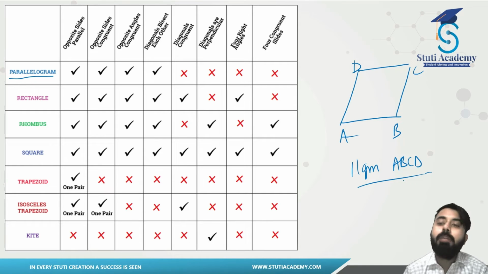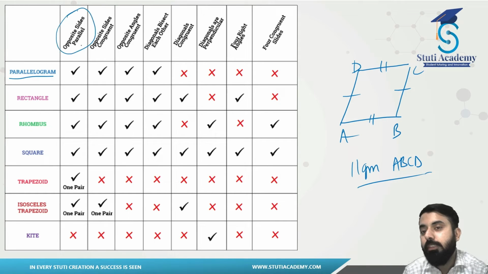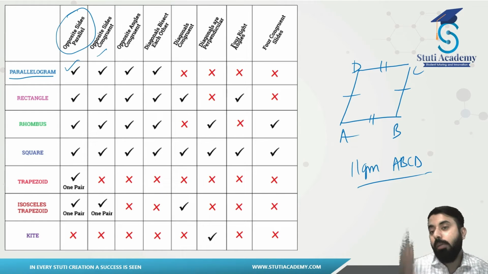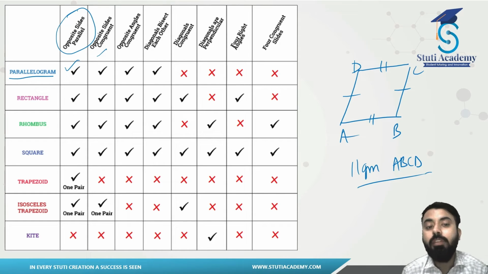ABCD is a parallelogram, which is made up of two pairs of parallel lines. You see AD will be parallel to BC and CD will be parallel to AB. So opposite sides are parallel, both pairs. Opposite sides are congruent, that means opposite sides are of equal length. In parallelograms, opposite sides are equal and parallel. So if AD is parallel to BC, AD is also equal to BC because ABCD is a parallelogram.